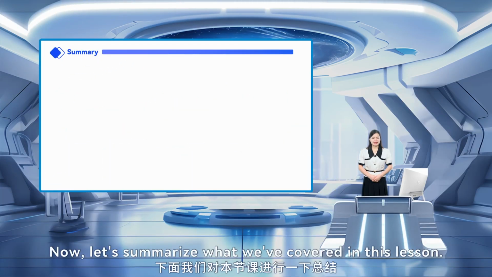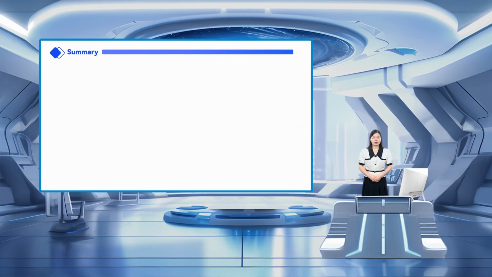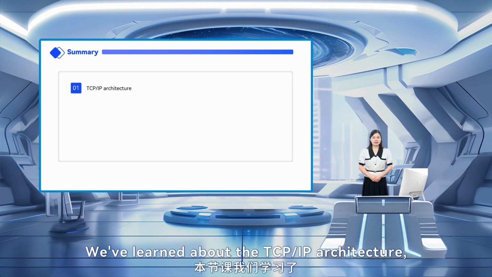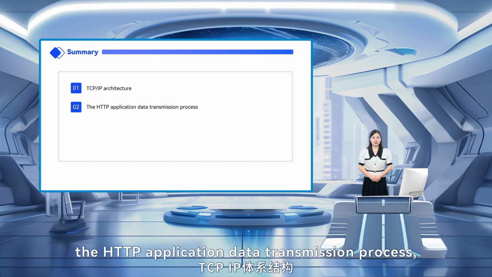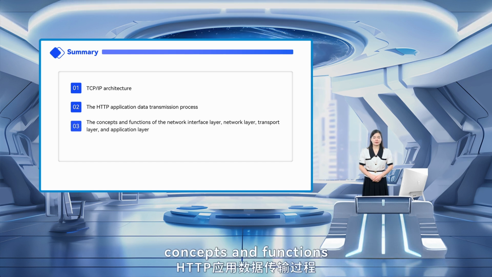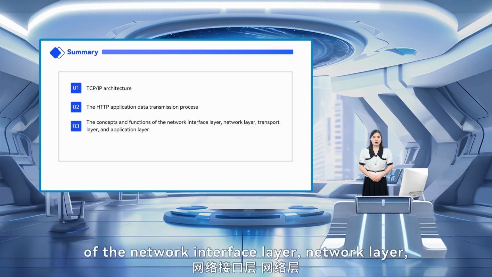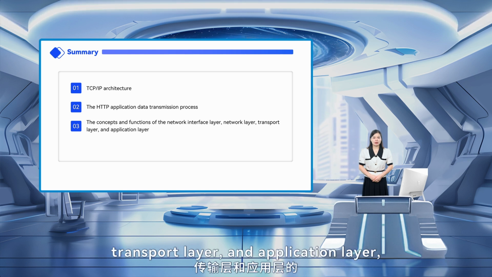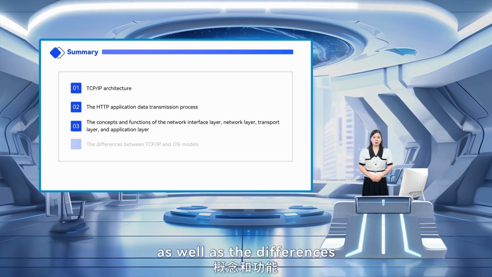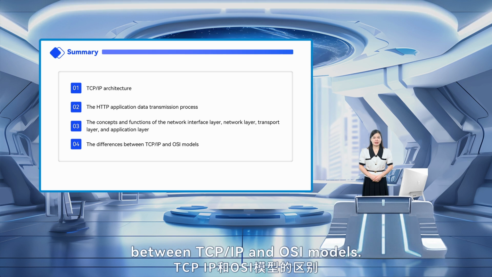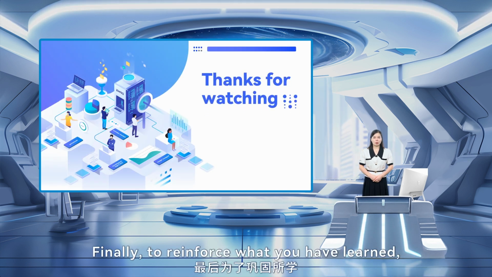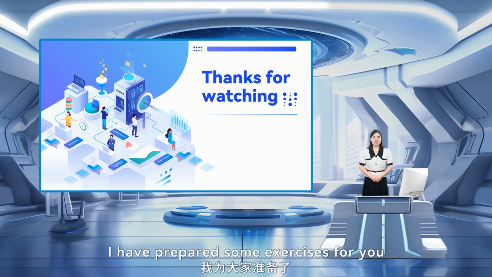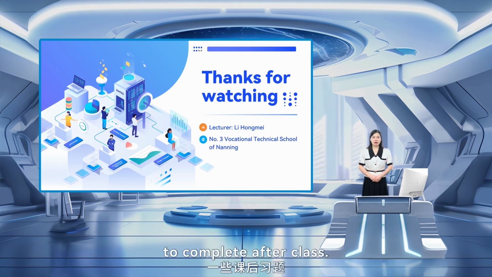Now, let's summarize what we've covered in this lesson. We've learned about the TCP/IP architecture, the HTTP application data transmission process, concepts and functions of the network interface layer, network layer, transport layer, and application layer, as well as the differences between TCP/IP and OSI models. Finally, to reinforce what you have learned, I have prepared some exercises for you to complete after class.